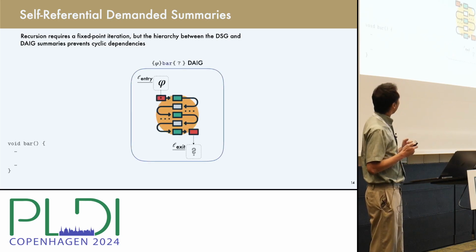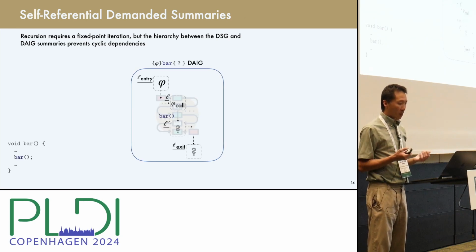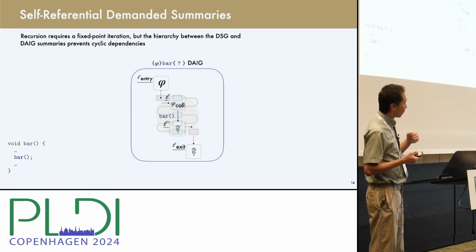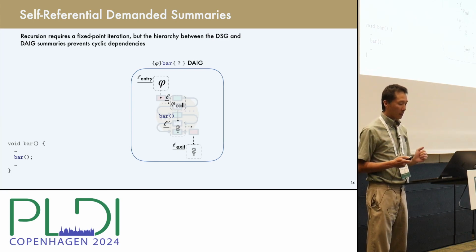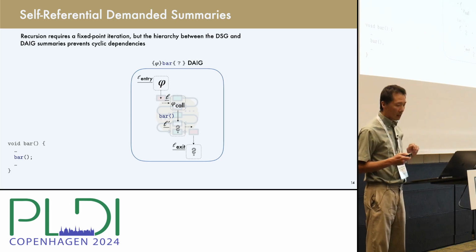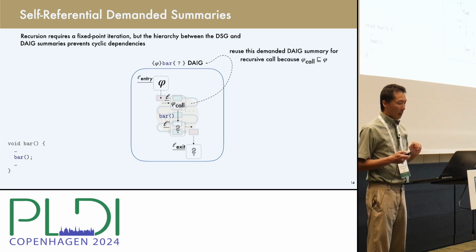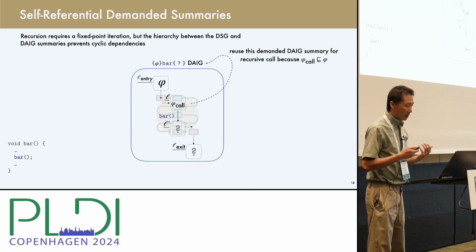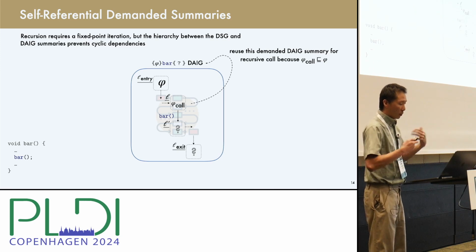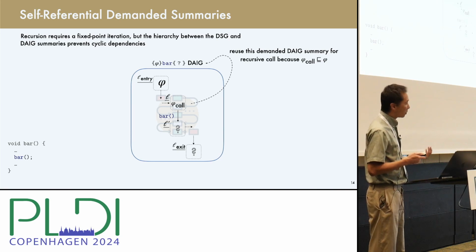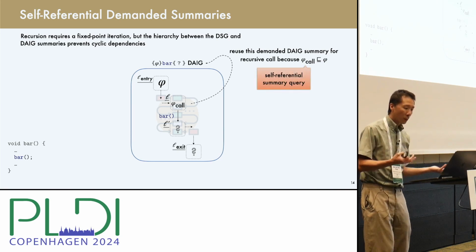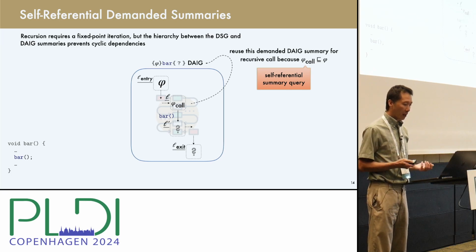Okay, so in our example, bar is recursive. Bar calls itself. So embedded in the bar DAG, there's a call to itself. So maybe we can demand up to the call site and get phi call. Now, if we're trying to get L prime, we'll discover that we want to reuse this same summary that we're in the middle of computing, because phi call is included in phi. And this is what we call a self-referential summary query.